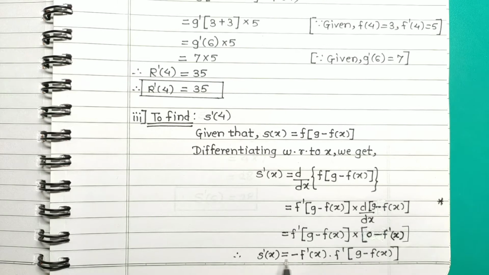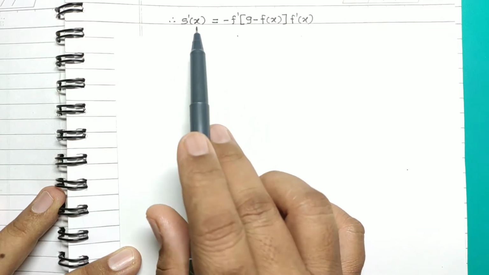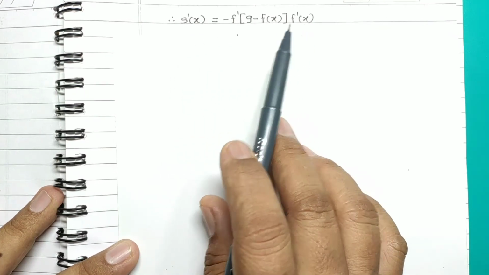Now with the help of this s dash of x, we can find s dash of 4 by substituting x is equal to 4 in this equation. Okay, so let's substitute x is equal to 4 in this equation.